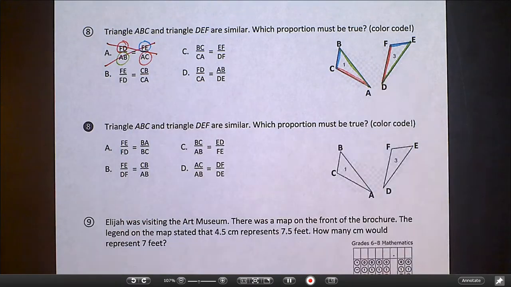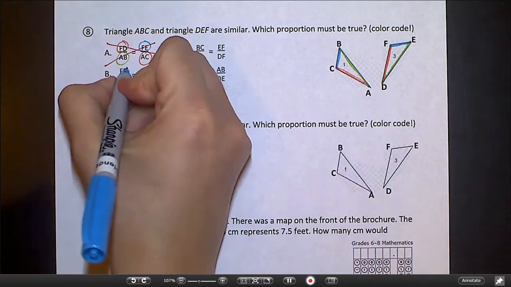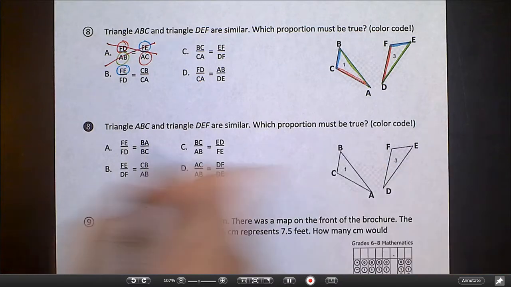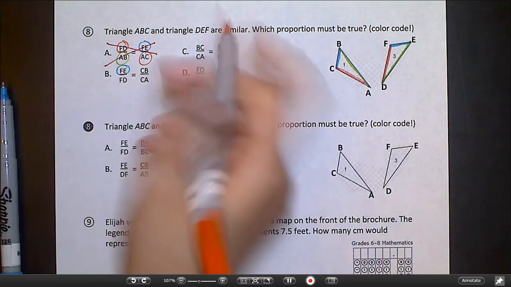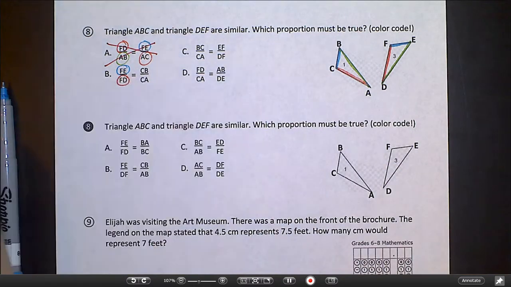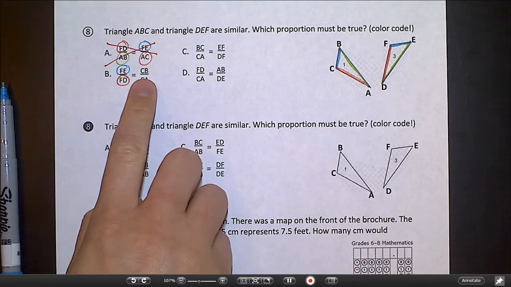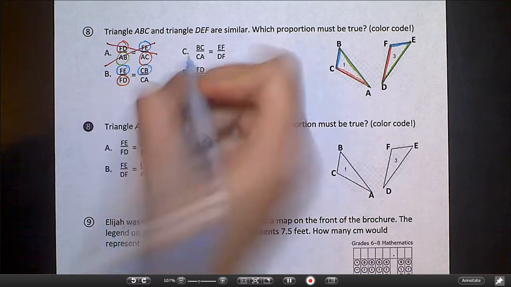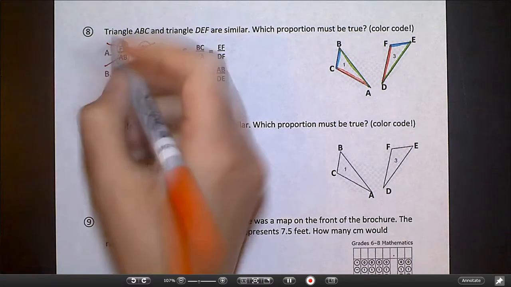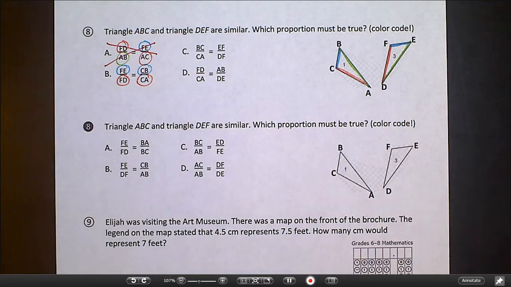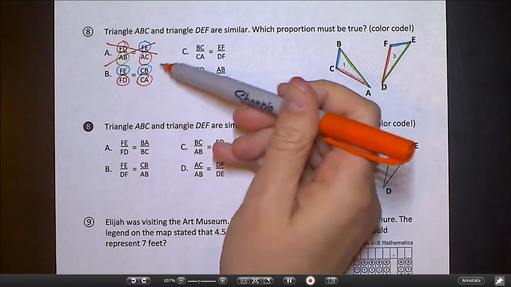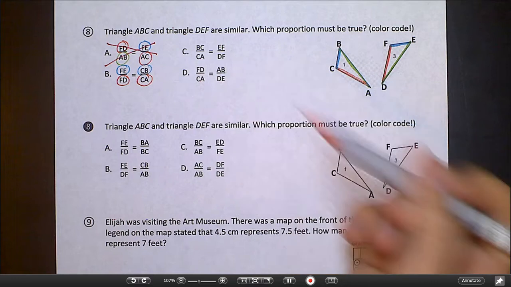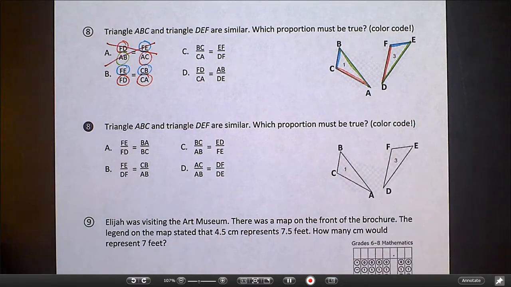FE, whatever color you did that, go ahead and circle it, over FD, and then CB over CA. Okay, so this one might work. For me, it was blue over orange, blue over orange. Whatever your colors were, it should match up. So we're going to leave that one for now and come back to it.